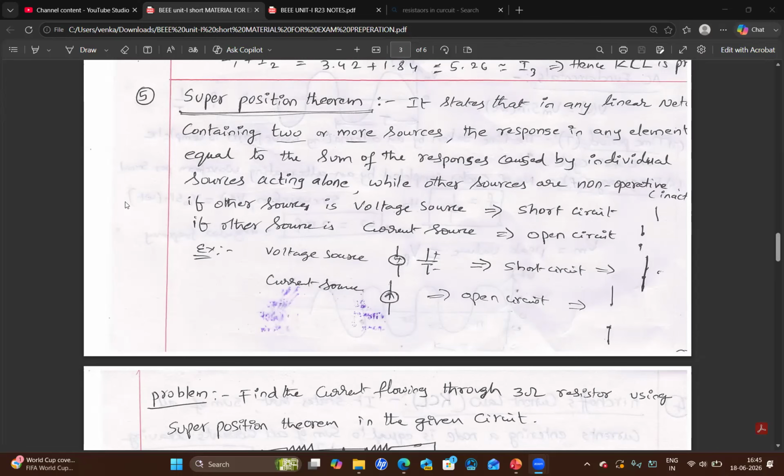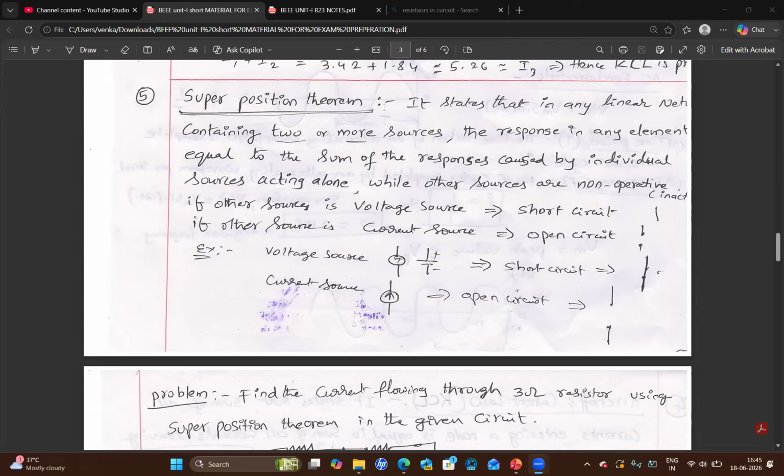Hi everyone. Today I'm going to discuss an important theorem which is widely used in electrical circuit calculations and analysis, that is known as the superposition theorem. So, what is the superposition theorem? What does it state? How can you apply it in a given circuit? Everything will be in a very simple way.